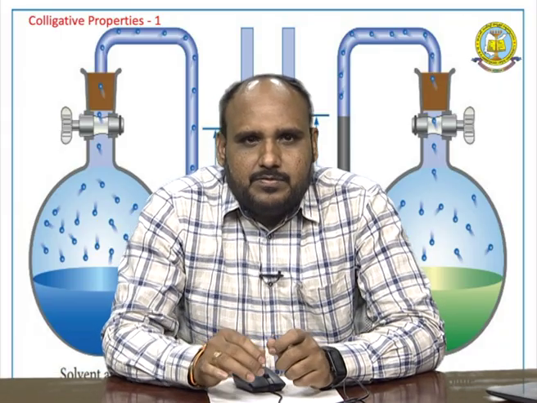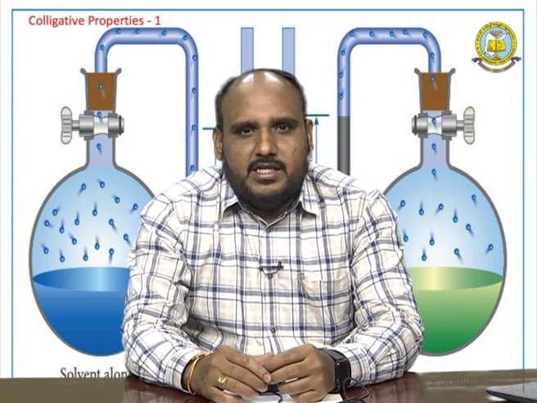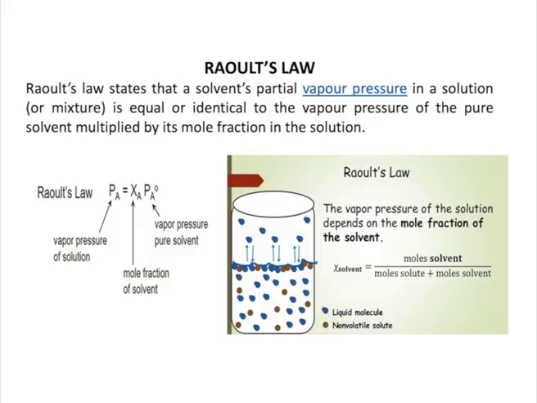So, therefore, Raoult's law states that a solvent's partial vapor pressure in a solution is equal to the vapor pressure of the pure solvent multiplied by its mole fraction. That is denoted with the equation. If the solvent is denoted with A, Pa is equal to Xa into Pa naught. So, here Pa is equal to Xa into Pa naught, this is Raoult's law.